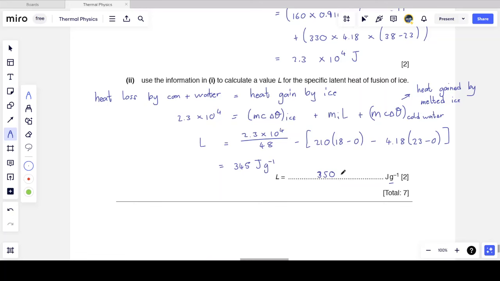So yes, it's a lot of work for 2 marks, but with practice, that amount of work takes less time. And so you eventually get better at these kinds of problems and they trouble you a lot less. And so this question is worth 7 marks, but it could take a lot of time.